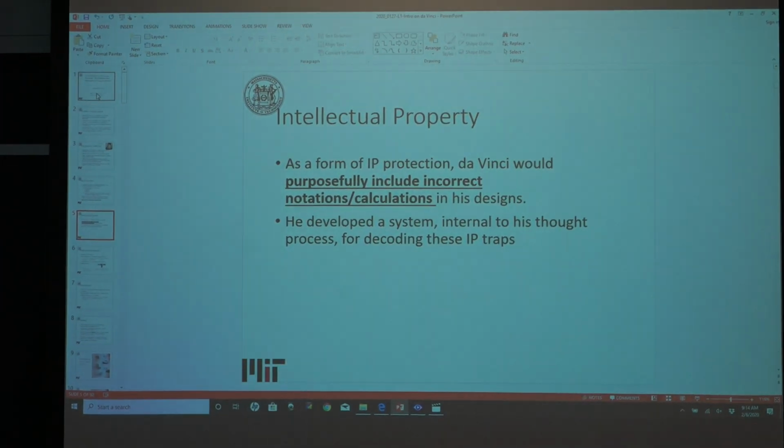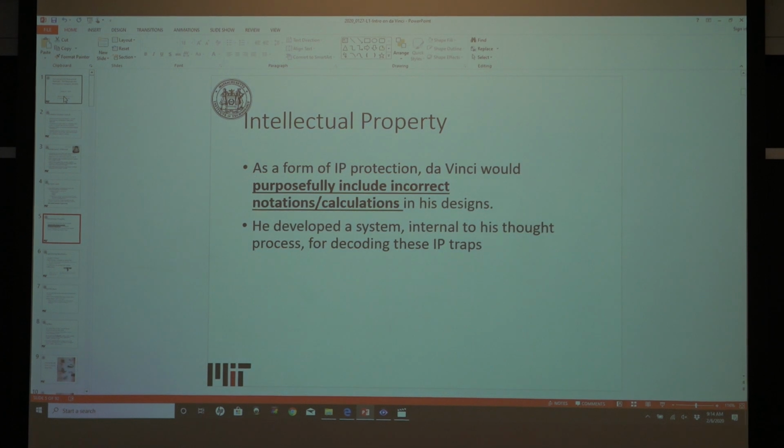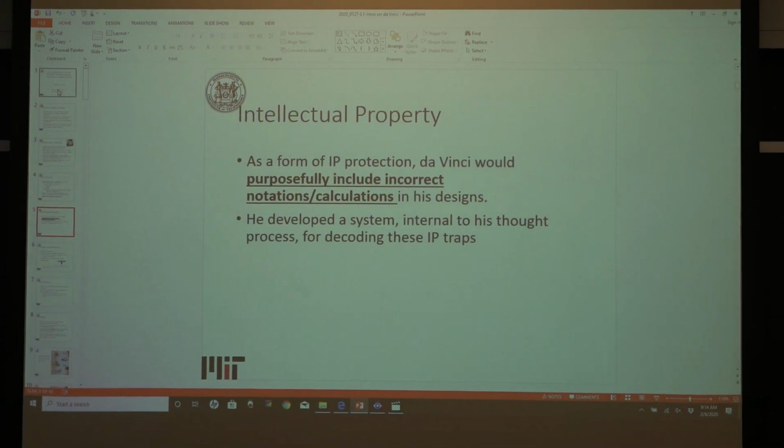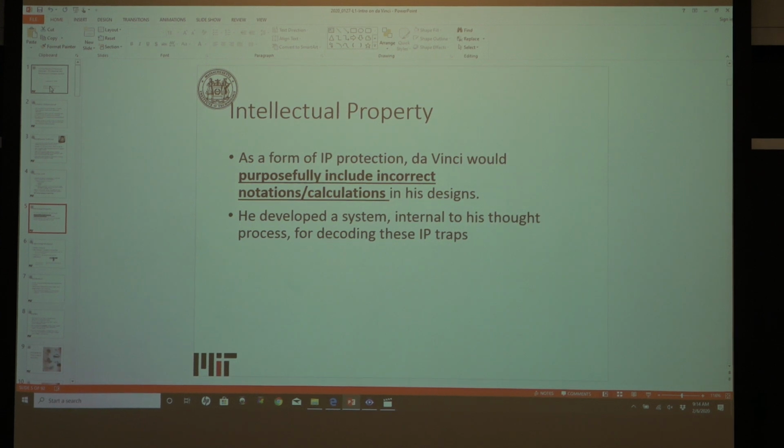I was talking with Steve, and we have another module this semester. It's on intellectual property. And one interesting note about Da Vinci that I thought was very interesting was that back in the day, there was a lot of concern that people would go into his workshop and steal his designs. So he actually, back in the 1450s, had a method of inserting intellectual property protection into these designs.